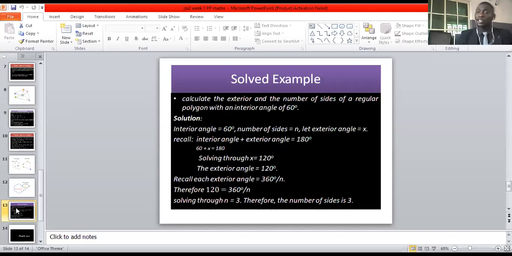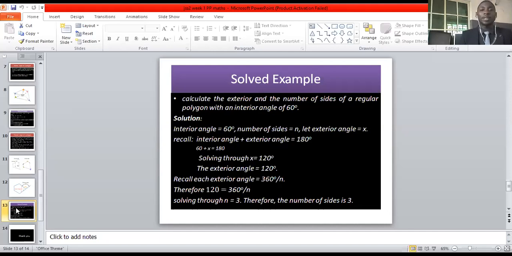So far, you know the relationship between the interior angle and the exterior angle, which equals to 180, and you are given one of those sides, that is the interior angle. What you need to do is just put in the characters and solve. I believe you understand what I'm talking about. So the exterior angle is 120 degrees.